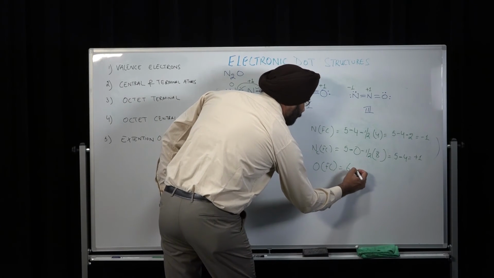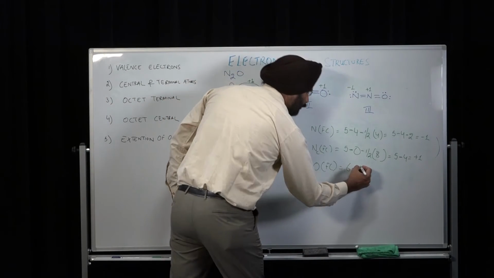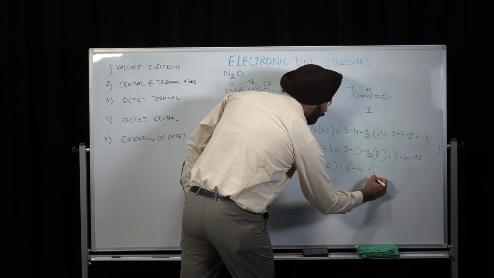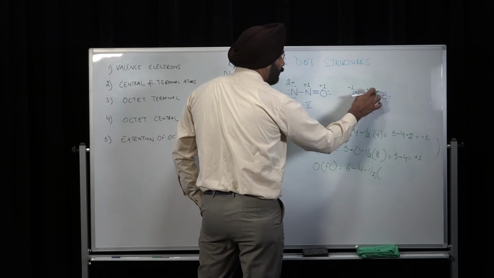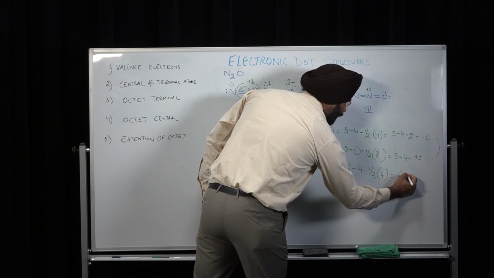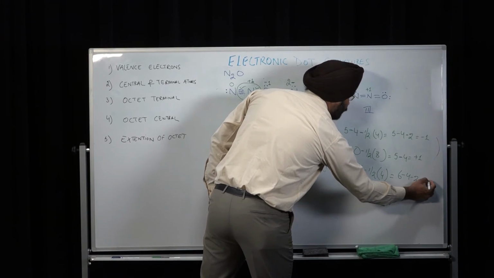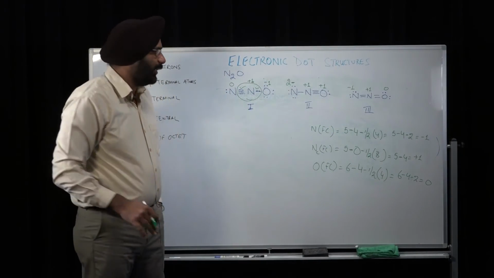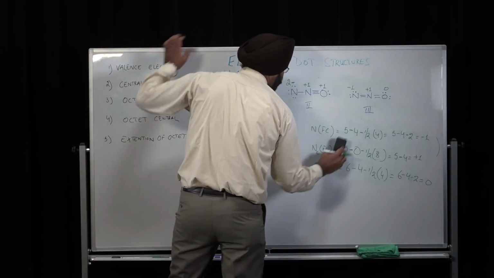It is 6 minus 4 non-bonding electrons minus half of 4 bonding electrons. So what I get is 6 minus 4 minus 2 equal to 0. So these are the formal charges for this molecule.